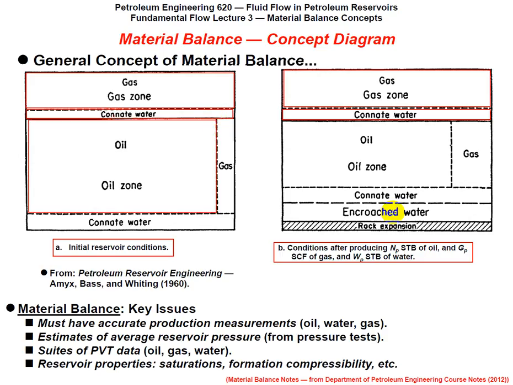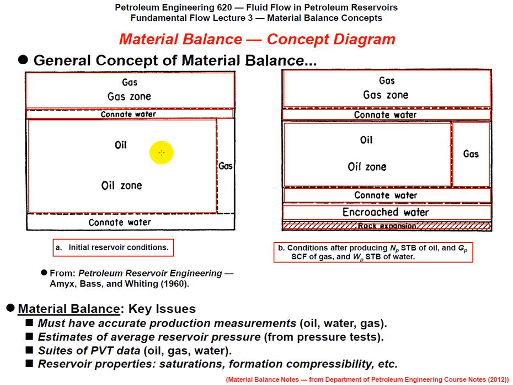And what happens in the oil zone is that you produce oil. That's the whole way we make money. So you produce oil, and the gas component gets bigger. And then the connate water expands. That's the in situ water. And the rock expands. No problem with that either. And here, as we talked about before, is the evil one, the encroached water, which is another name for water influx.